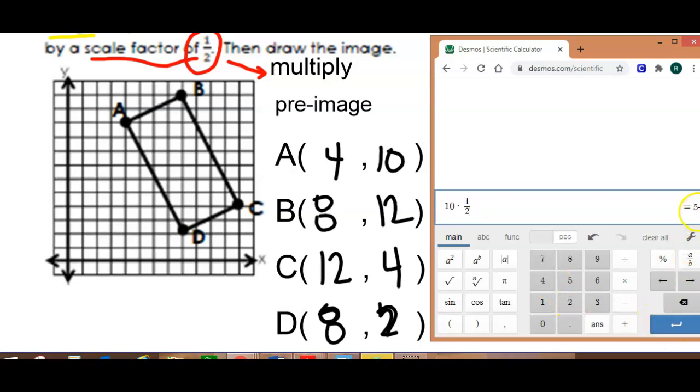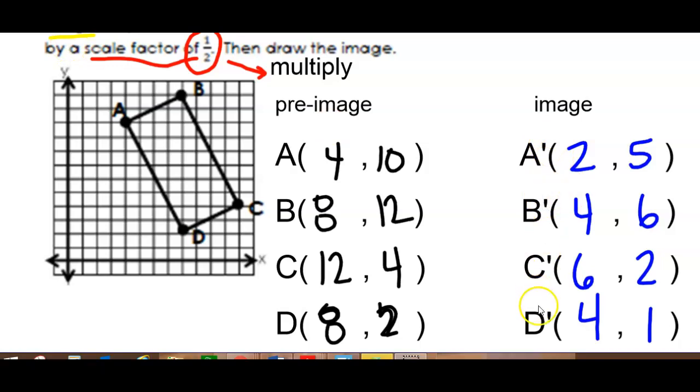And again, I got 5. So yes, you can go through it and divide them all by 2, but multiplying is what we really need to be practicing here. So multiplying by 1/2 is what I wanted to show you. So go through and multiply by 1/2 on all of yours. I'm going to do the same to mine.